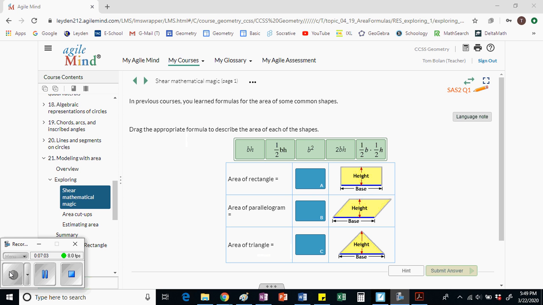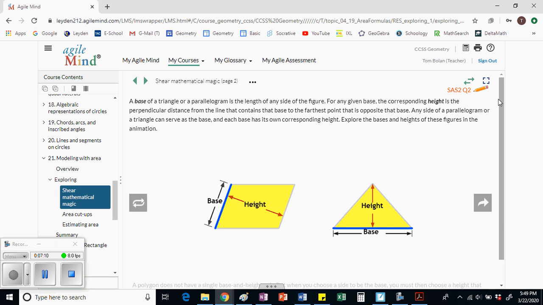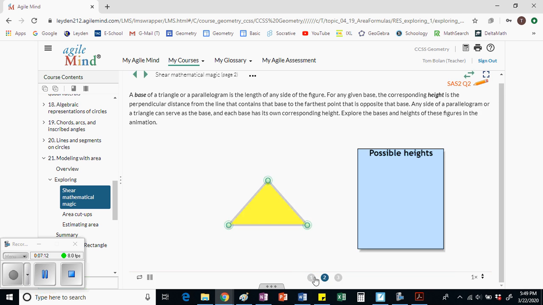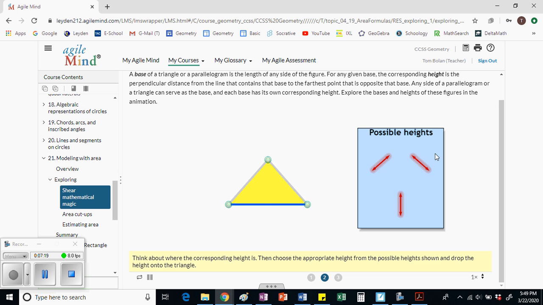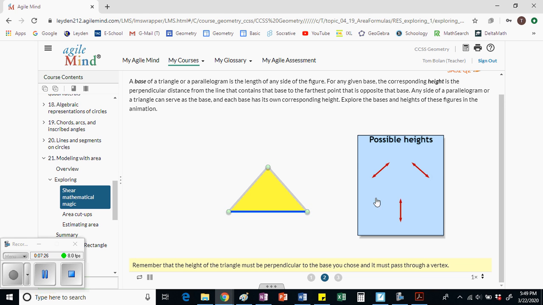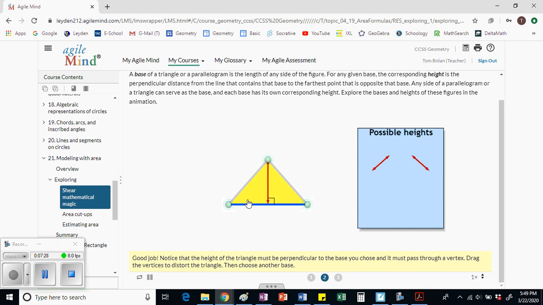That's going to be important for every shape we have. So here I've gone under exploring, sheer mathematical magic. I'm going to go to slide 2. At the bottom, there are these little numbers. We're going to go through them. If this is my triangle and this side is my base, I can click on one of the sides that says that's my base. The question is, which one of these is the height? If you pick the wrong one, well, these two don't make a right angle with each other, so it goes away. But these two do make a right angle. So if this blue side down here is the base, then this red part here is the height. We have to be able to identify base and height.